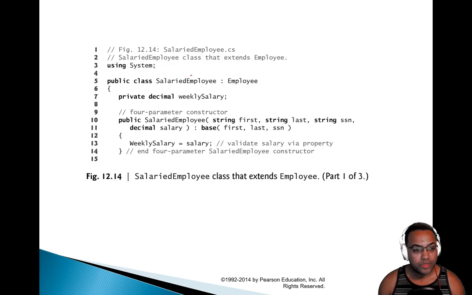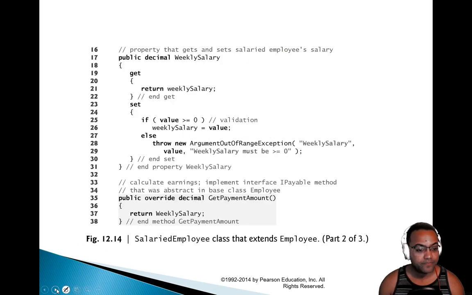And here we go. Because salaried employee implements employee, the base class will get the first, last, and social security number, where the salaried employee would get the salary. And then get payment amount has to be overridden because get payment amount is where? In the base class as an abstract class.